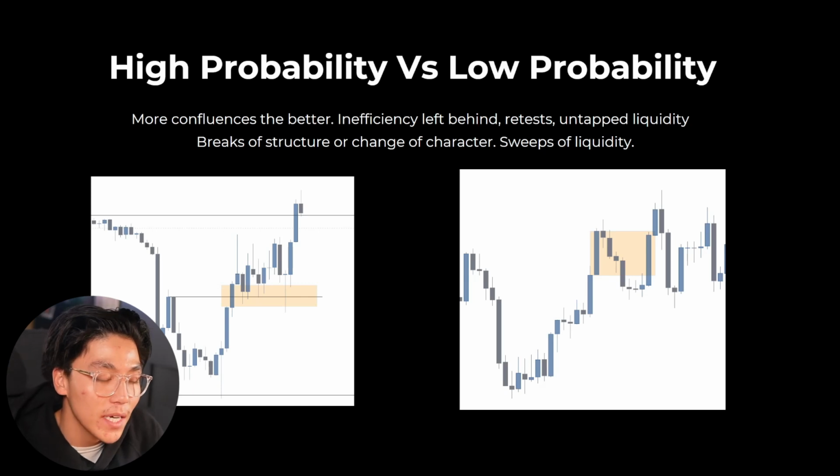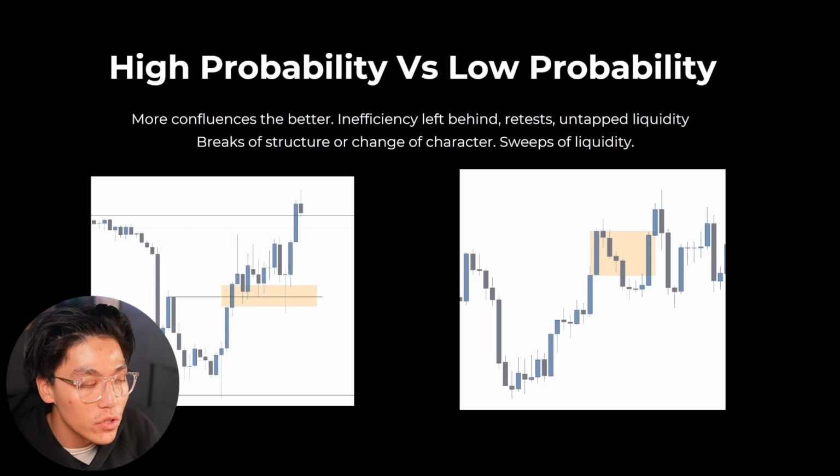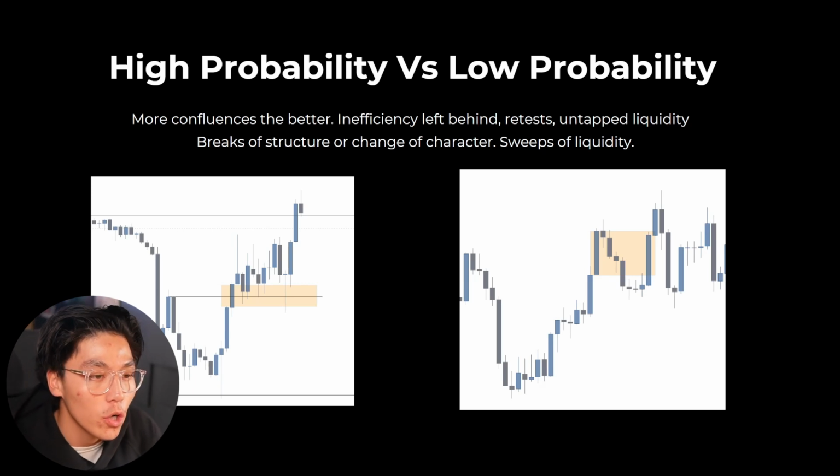When I talk about retest, I'm talking about support turned resistance or resistance turned support. And what I also talk about is untapped liquidity. So I like to see liquidity above, levels that we can target, right? We always want to have a draw on liquidity where price is most likely going to head. What I also like to look for is breaks of structure or change of character, and also sweeps of liquidity.